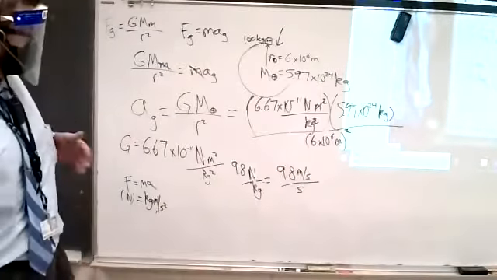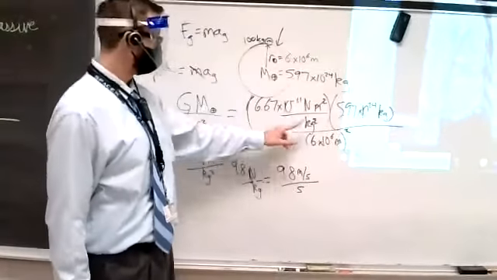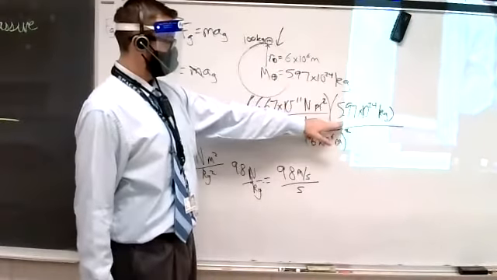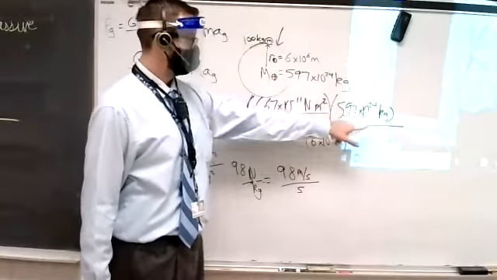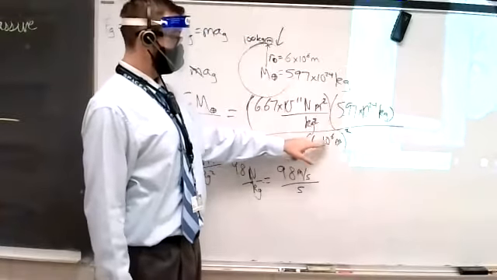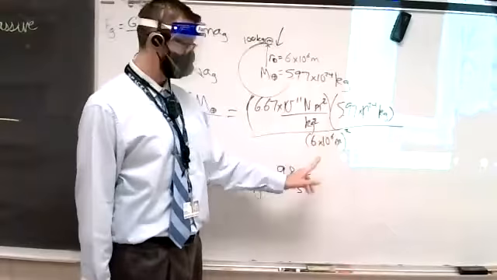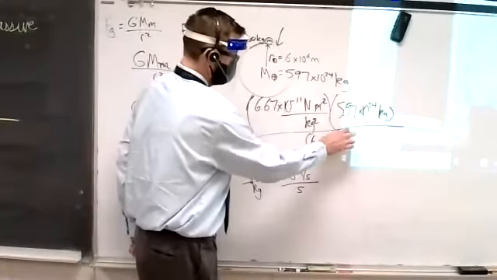All right. So crunch these numbers in your calculator. 6.67 times 10 to the negative 11 times 5.97 times 10 to the 24 divided by 6 million squared. So this is kind of tough to type in the calculator. It's like this square doesn't cancel.